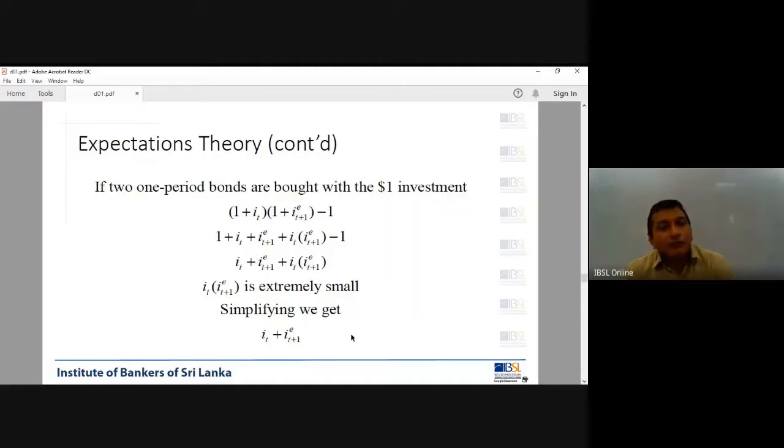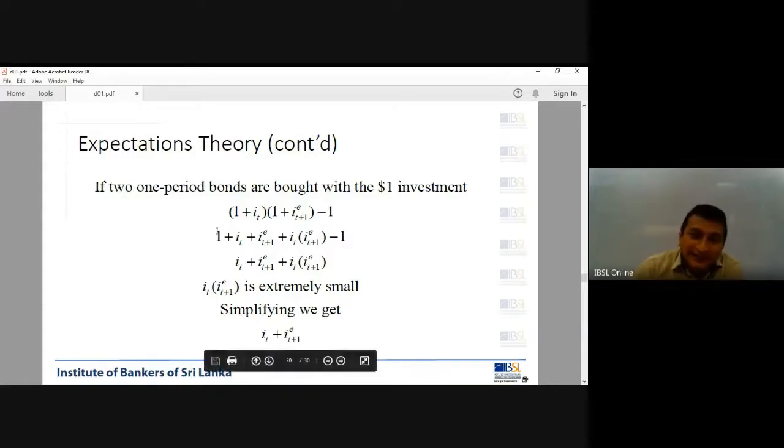If you look at 1 period bonds invested for 2 years, for 2 periods, what you are basically seeing is (1 plus i_t), today's 1 period interest rate, times (1 plus i^e_t+1), the expected 1 period interest rate 1 year from now, minus 1. Simplifying this as in the previous slide, the plus 1 and minus 1 set off. So you end up with i_t plus i^e_t+1, the next period's 1 year interest rate, plus i_t times i^e_t+1, that is next year's 1 period bond return.